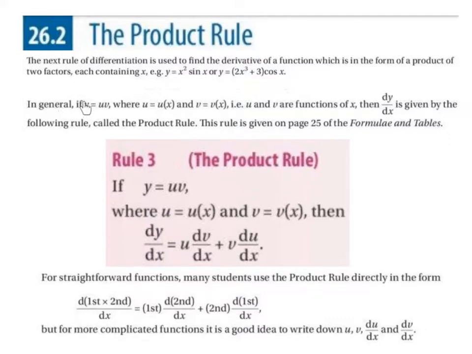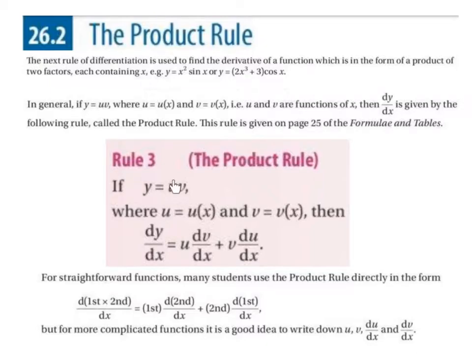In general, if y equals uv, where u is equal to u of x and v is equal to v of x, i.e. u and v are functions of x, then dy dx is given by the following rule called the product rule. And this rule is given on page 25 of the formulae and tables. So rule 3, the product rule.